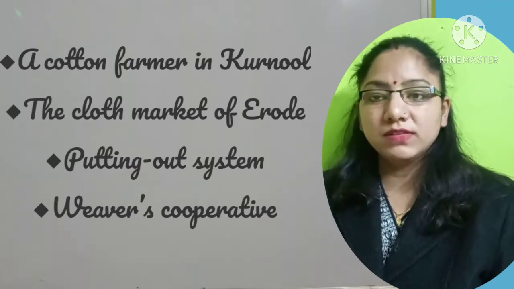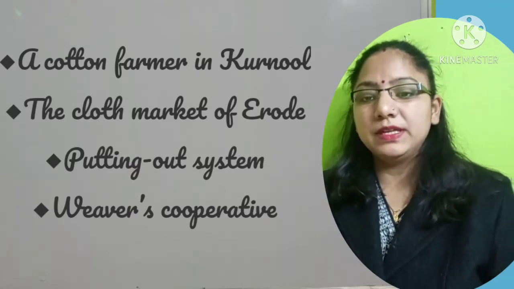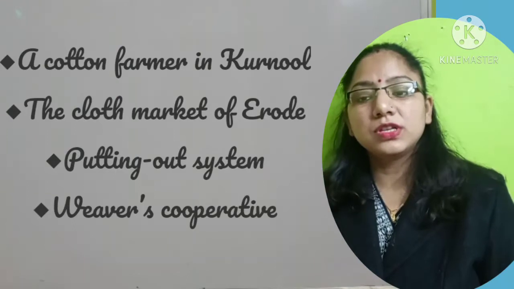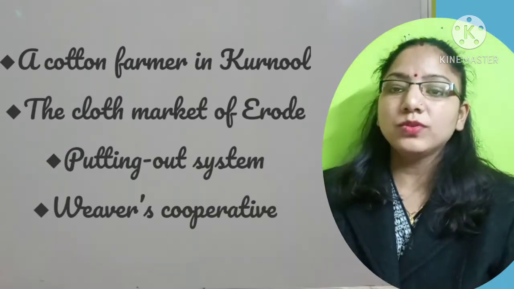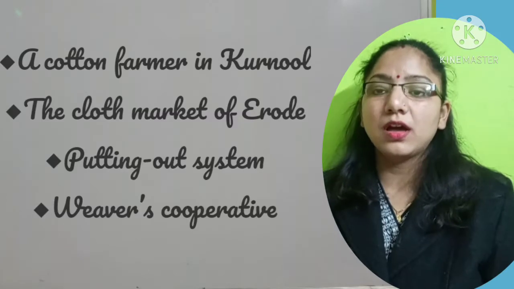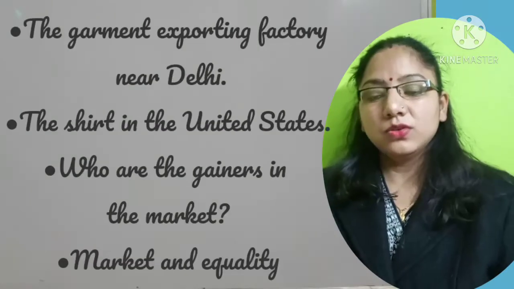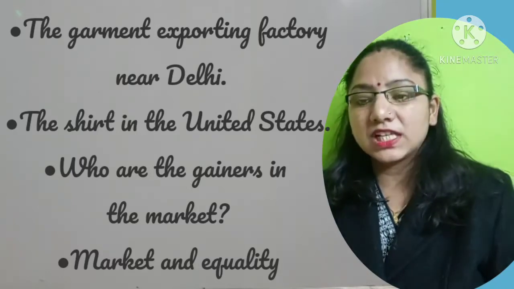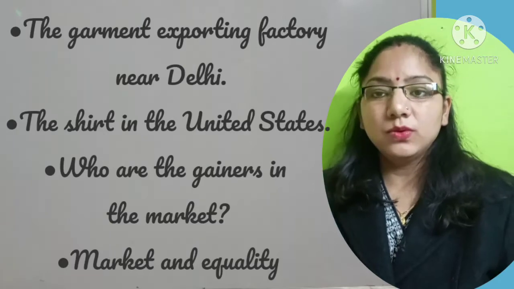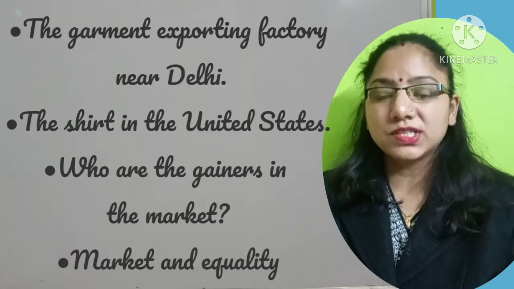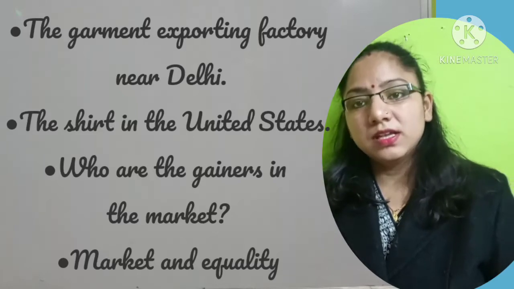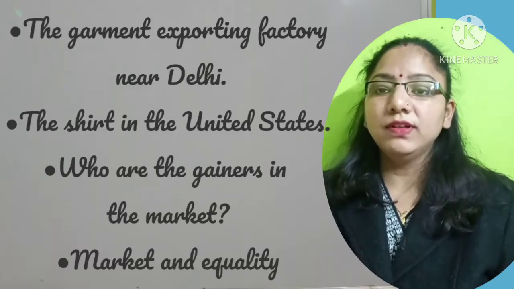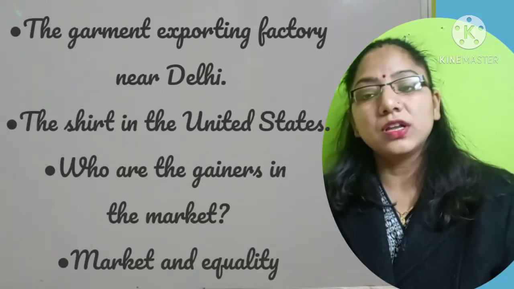Then later in today's video, our topic will be the putting out system, in which we will see weavers producing cloth at home, how they are selling it, and how the products are going to different markets. Another topic of this chapter will be the garment exporting factory near Delhi. As we know there are many factories, so we will study one of the factories in Delhi.